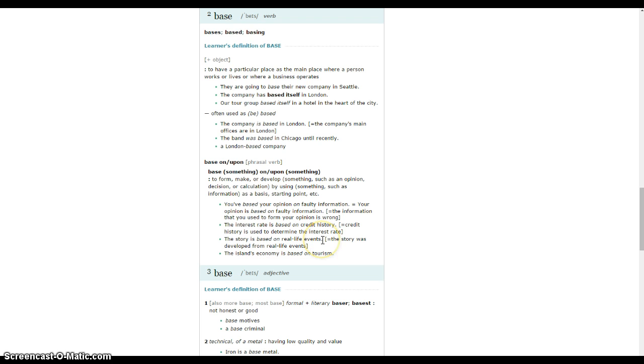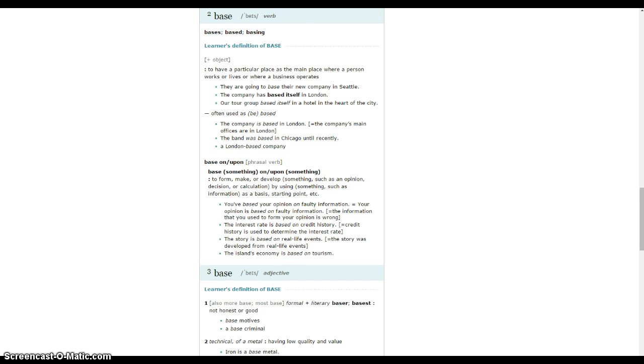So you can think about some movies that are like this. For example, Titanic is based on real-life events. In other words, the real-life events provide the basis for the story. Okay, the story comes from real-life events. And then the final example is the island's economy is based on tourism. So tourism is at the heart of the island's economy.